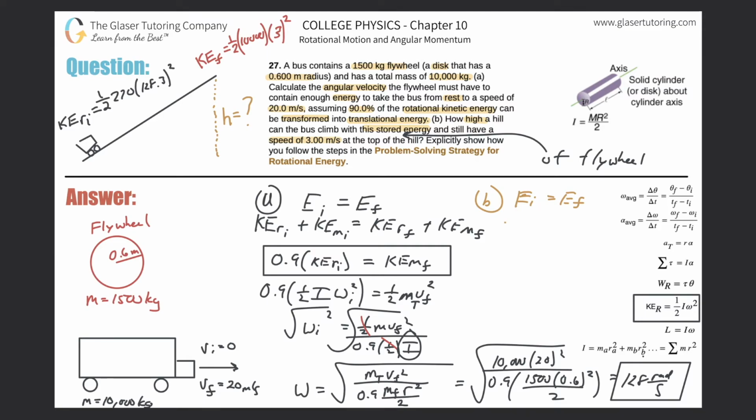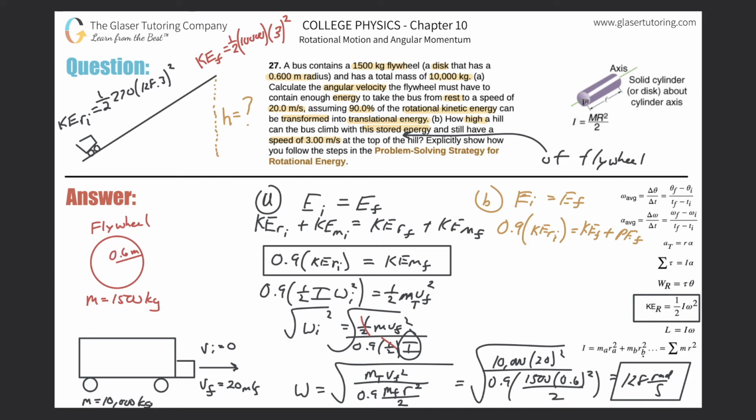Now 90% of what is present initially will be converted into the final values. That's what I just discussed. So I can say 0.9 times the kinetic energy of rotation that's present initially will be converted into kinetic energy finally, plus potential energy finally. Now we already know the values for the kinetic energy of rotation initially and the kinetic energy of translation finally. It's just these numbers. So I'm going to plug this into my calculator because I don't have a lot of room here.